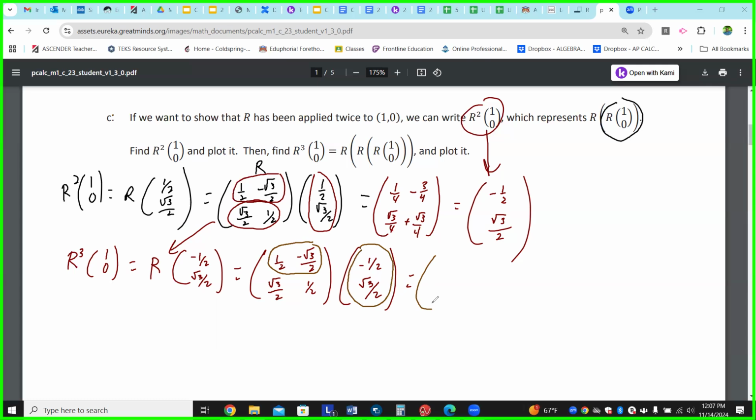Negative square root 3 plus square root 3. I don't know, what is that? Yeah, you should get the result of negative 1 comma 0. If you didn't, that's where you need to check your math, because we know a 60-degree rotation done 3 times should be 180.